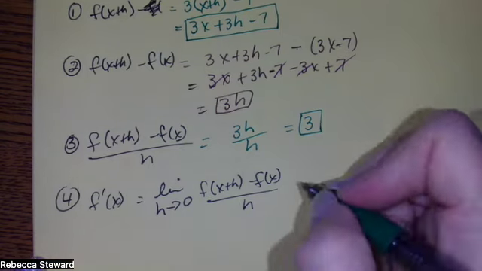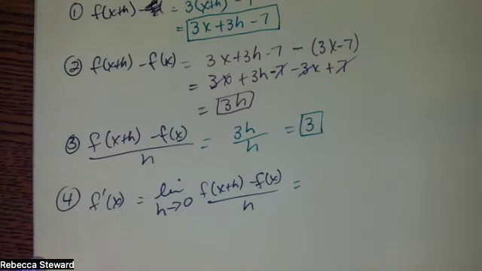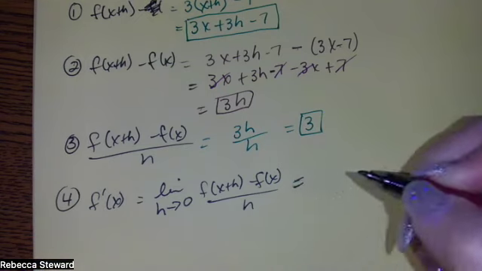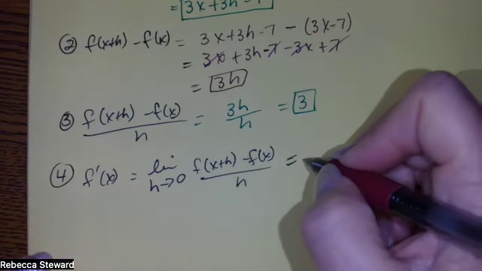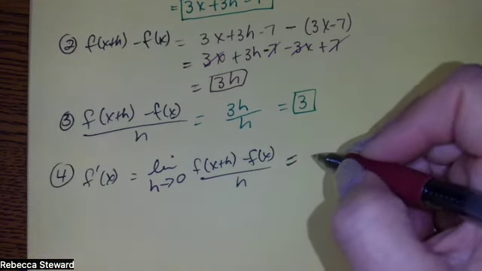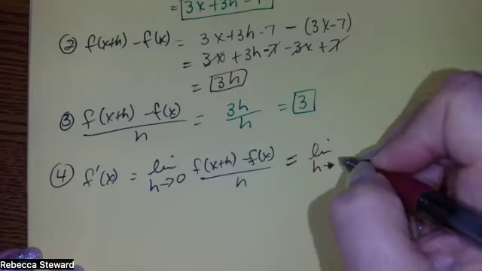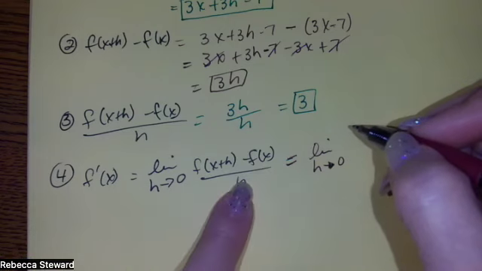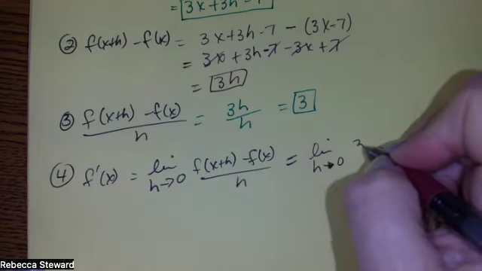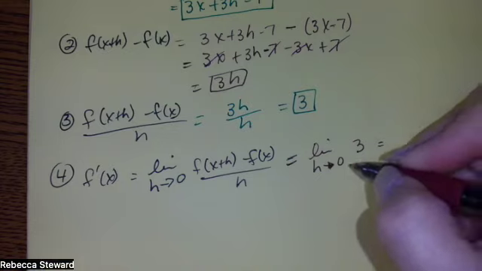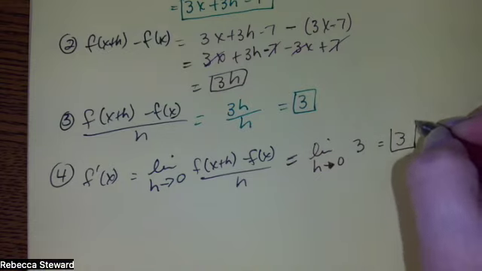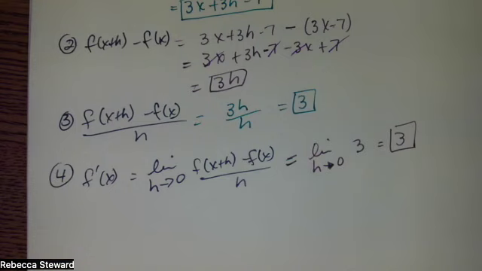So this for us will be, let's do the other color. I'm trying to not have it all blend together in the same color. All right, so this will equal the limit as h approaches 0. What we have left from this was just 3, and there is no h, so it's just going to be 3. So that would be our derivative.